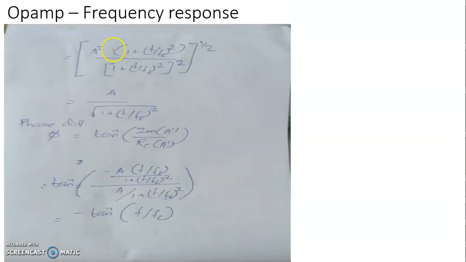So the gain is A by root of 1 plus f by fc square.